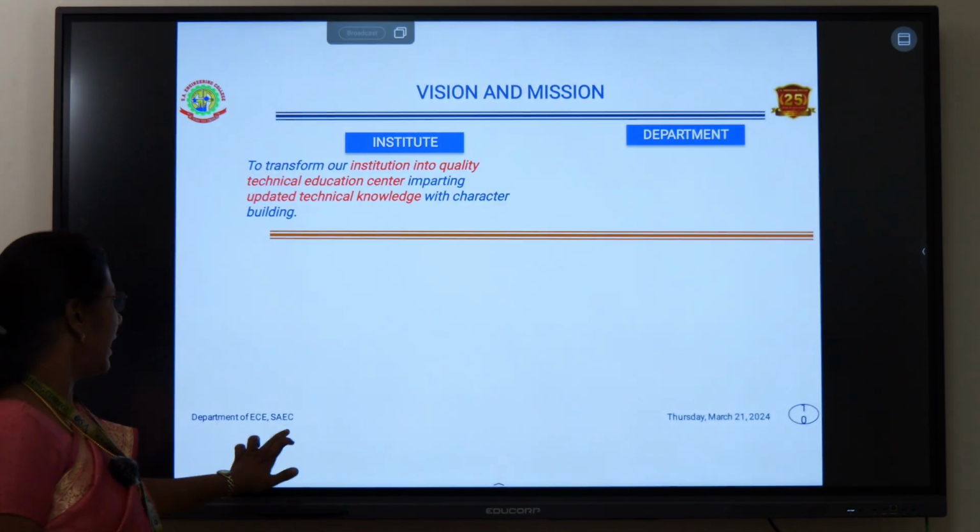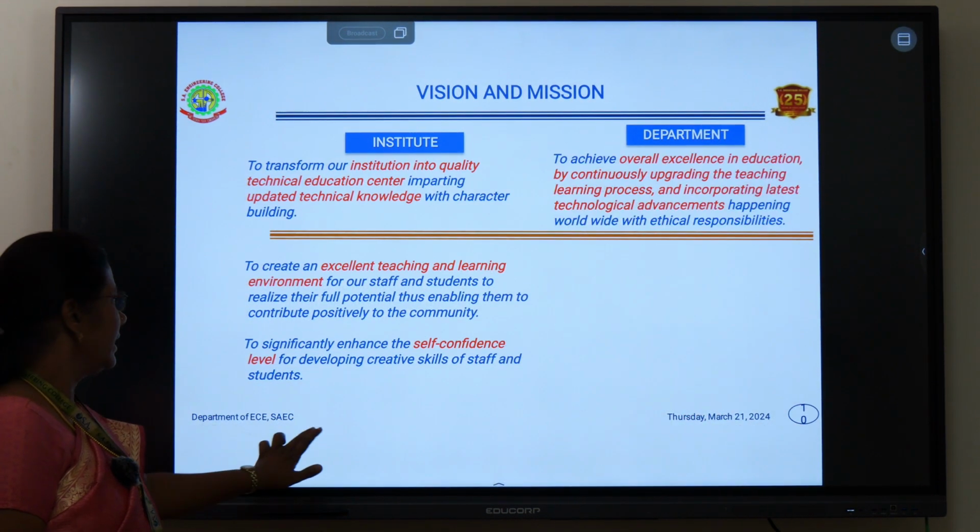This is our vision and mission of the institute as well as the department.